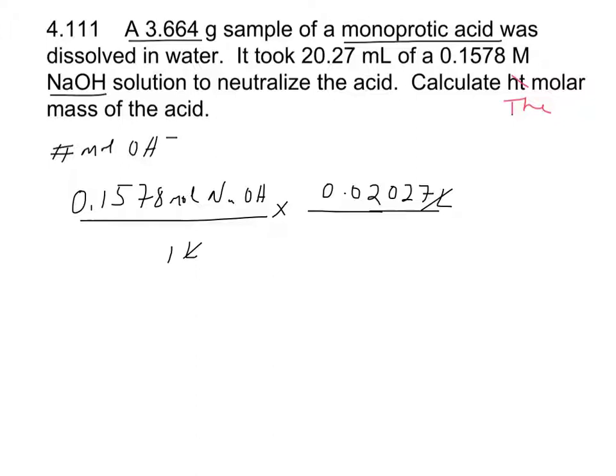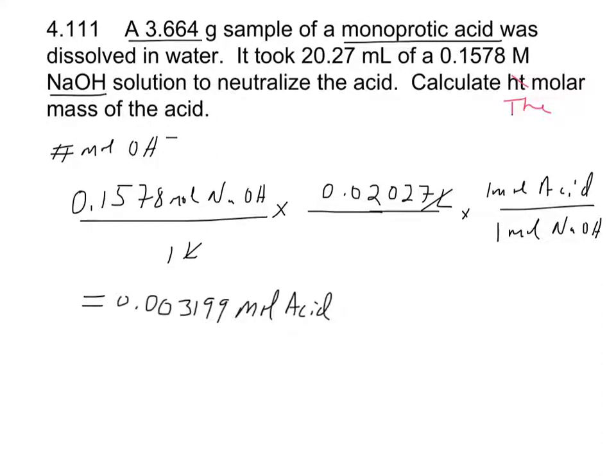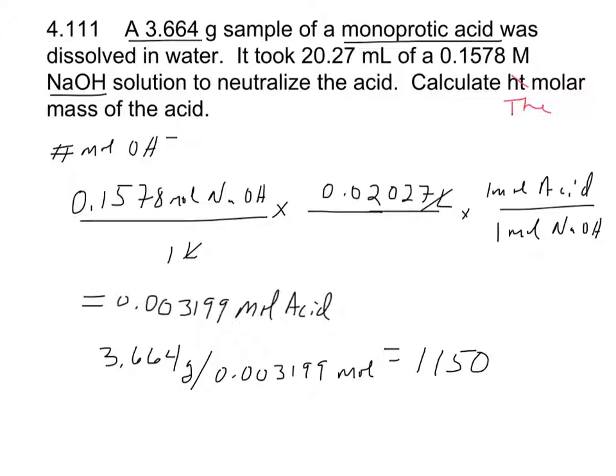And it's a 1:1 mole ratio, so 1 mole of acid for every 1 mole of sodium hydroxide. That gives us a total number of moles of 0.003199 moles of acid. So to get the molar mass, we're going to take the 3.664 grams divided by the 0.003199 moles, and we'll get the molar mass of the acid as 1,150 grams per mole.